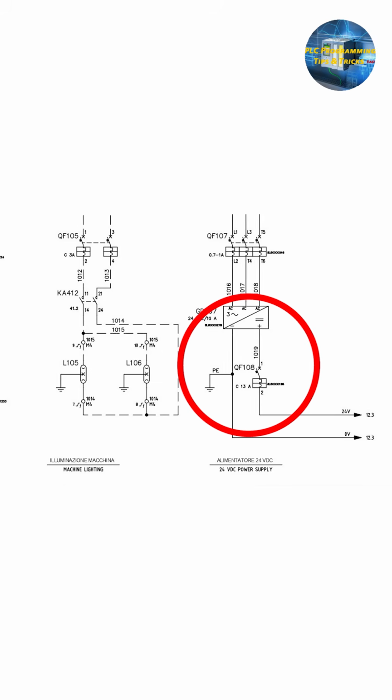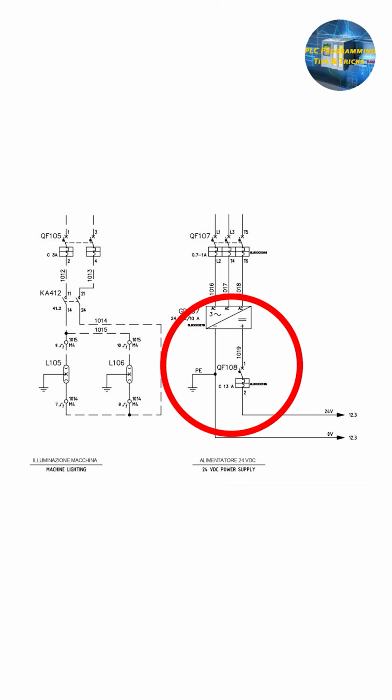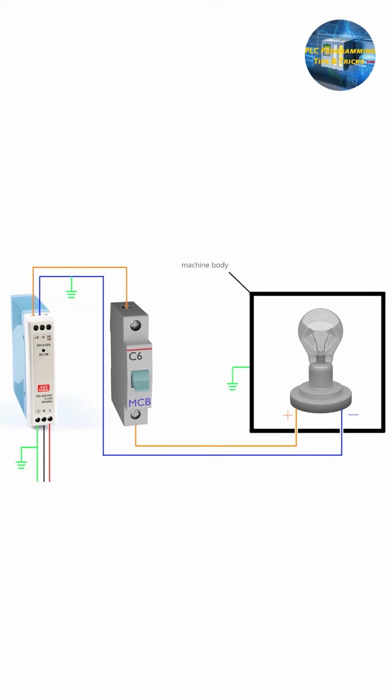One of my subscribers has asked why we connect the negative DC wire to the ground earth terminal in the drawing. Let's see a simple drawing where we have a DC power supply connected to a bulb inside a machine via a breaker. You can see that we have connected the negative DC terminal to the ground, and the metal body of the machine is also connected to the ground. All of these ground symbols are connected to each other via a ground wire.